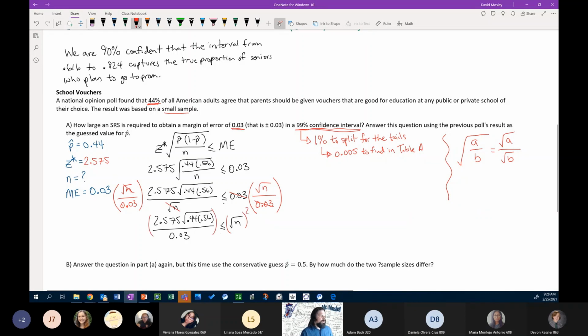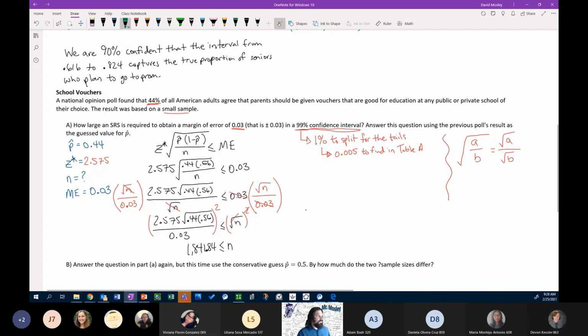We've got to square both sides. That gets rid of my square root of n. And we end up with n is greater than or equal to, where I have it written down, 1,841.84. So we're going to round this up to 1,842.